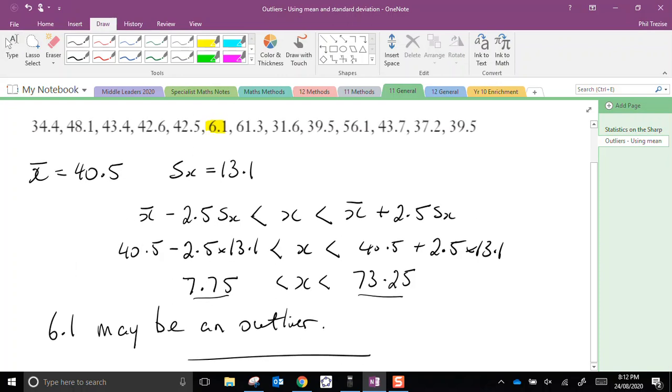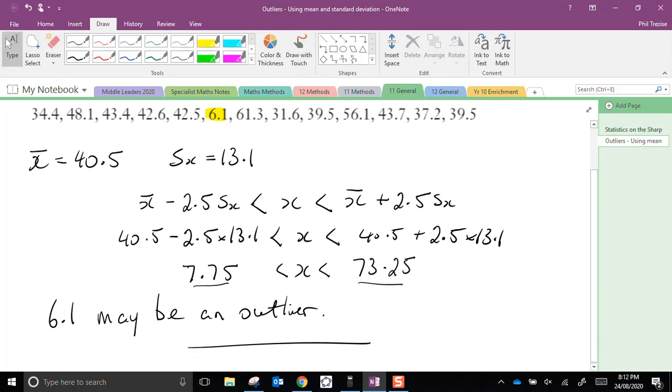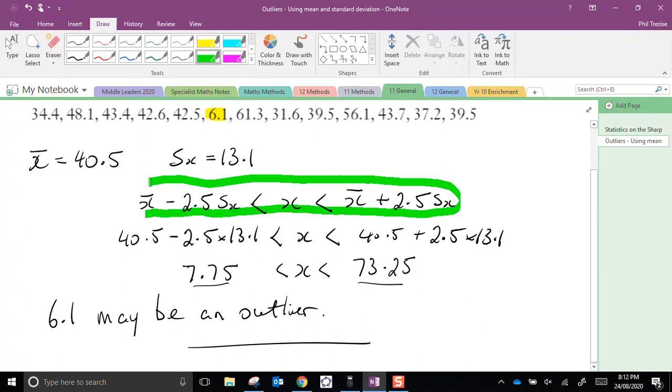That's how you work out the numbers which could be outliers in your data set using standard deviation and mean. Now, please be aware that this formula is not on the QCAA formula sheet, which is annoying, but I'm sure you can remember it for yourselves.